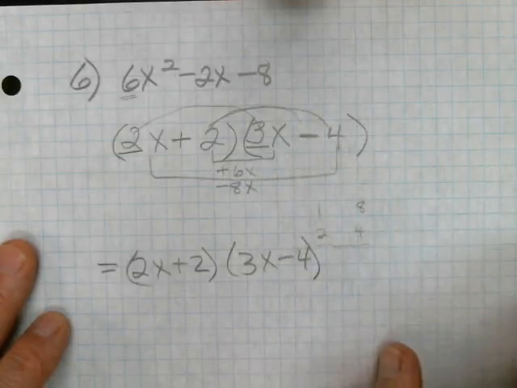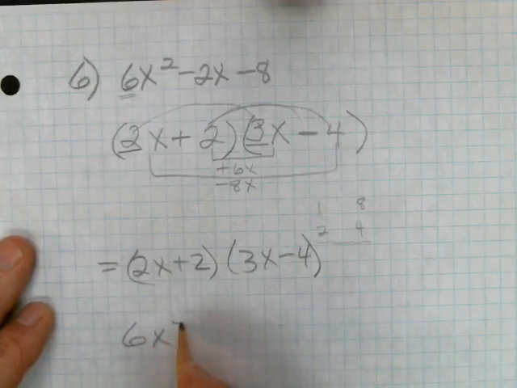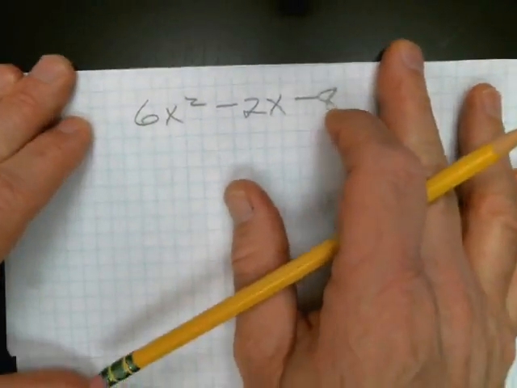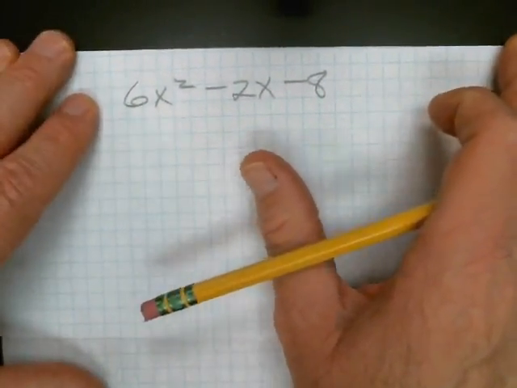But I'm going to do that same one in a different way. I'm going to put 6x squared minus 2x minus 8, and I'm going to do that by the grouping method. I'm going to fold my paper here to make it a little easier. Okay, so pretend you've never seen that problem before. Now we're going to do it by the grouping method.